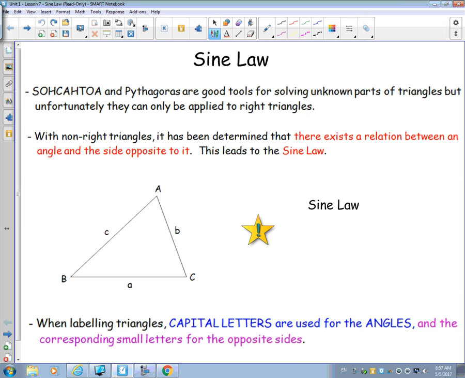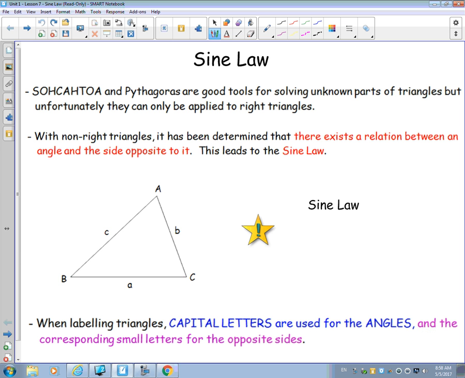In this lesson, we're going to examine an idea we can use for non-right triangles. SOHCAHTOA is great, Pythagoras is great, but they're limited to right triangles. When we have non-right triangles, we need new tools, and we're going to develop one of them today. So the first one is the sine law.